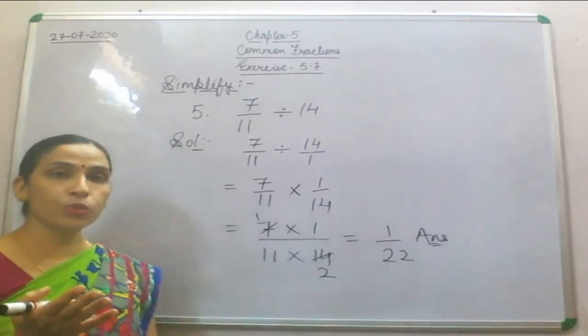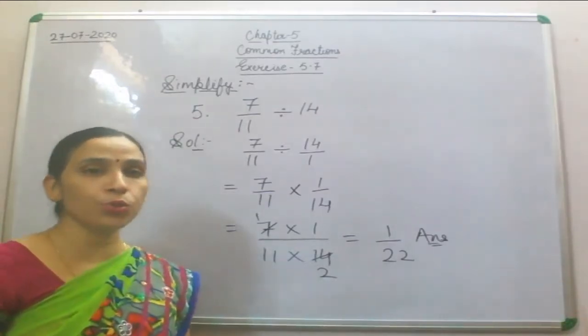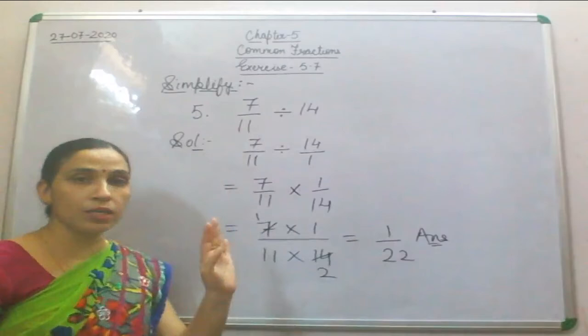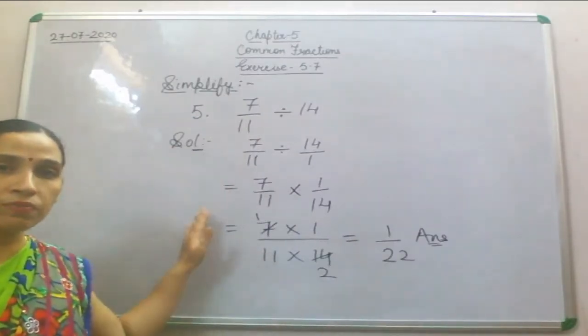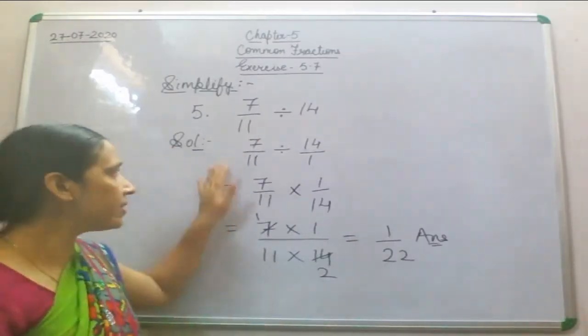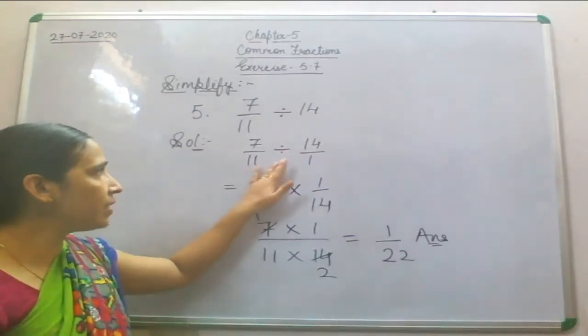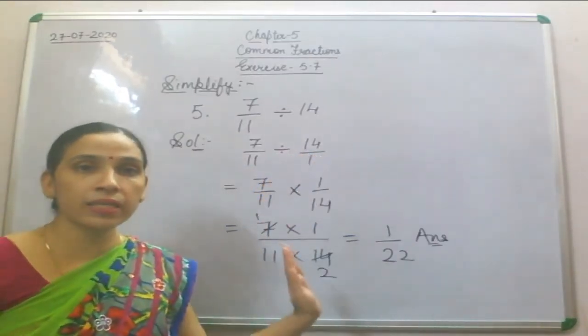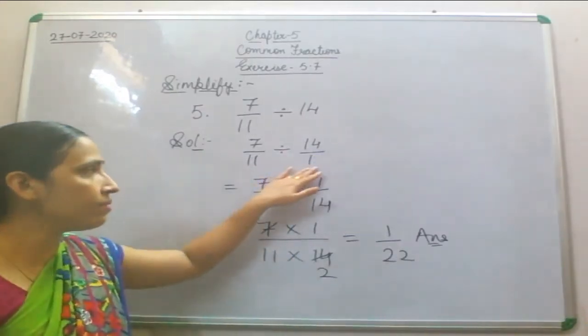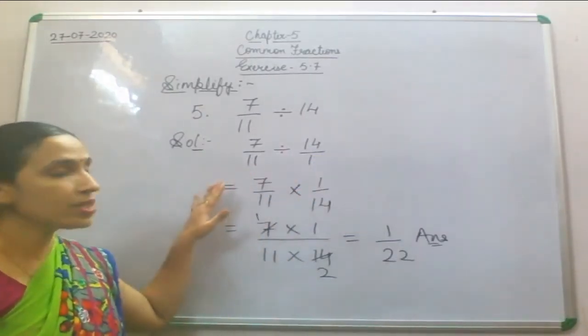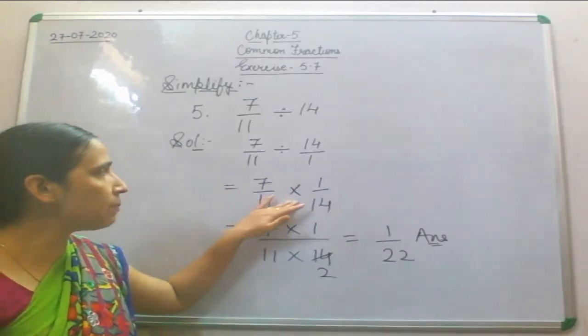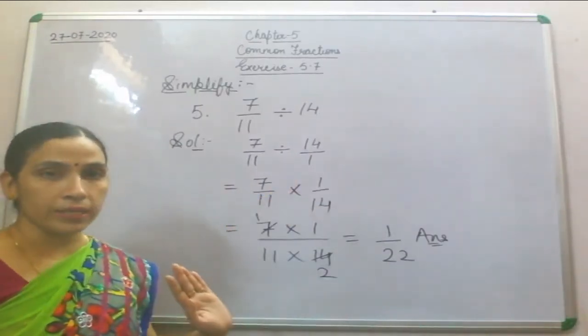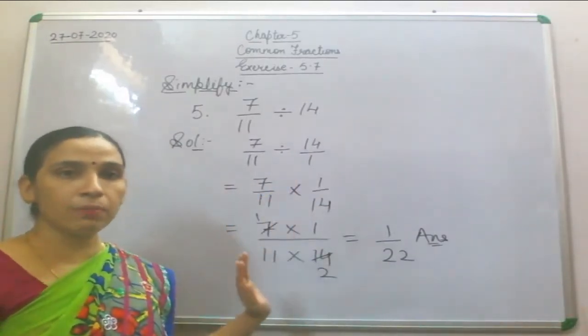And how we can do this division. Whenever you are supposed to do the division, you are going to write the question in this particular format. We'll see this question 5 again. What is given here? 7 by 11 that will be divided by 14. Now for 14 we don't have anything in the denominator, so what will we write here? We will write 1 over there. Now 7 by 11 will be multiplied by 1 by 14.